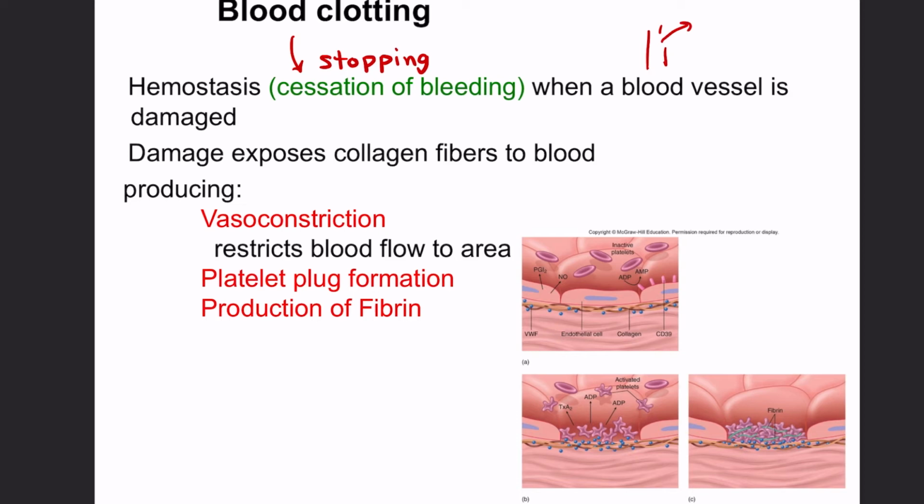And how this works is that when you damage a blood vessel, like damaging the endothelium of our vessel wall here, it's going to expose collagen fibers. And these collagen fibers are exposed to the blood. This is going to cause vasoconstriction. The blood vessels are going to literally constrict and reduce the blood flow to the area. It sends signals to platelets, and the platelets are going to collect at that open damaged area, and that is going to cause production of fibrin.